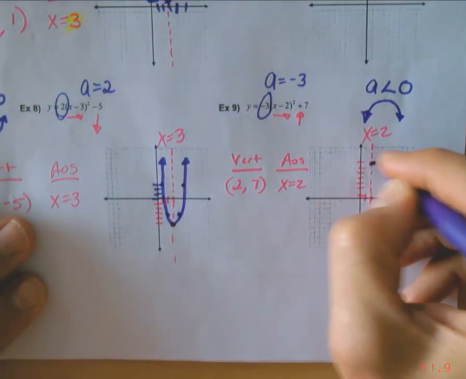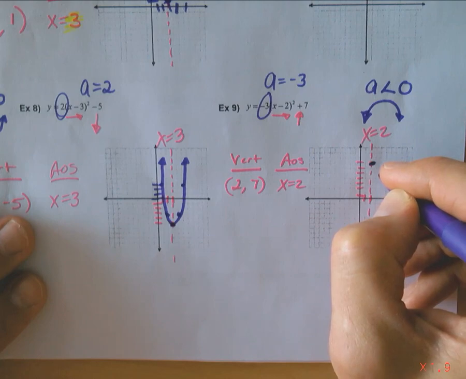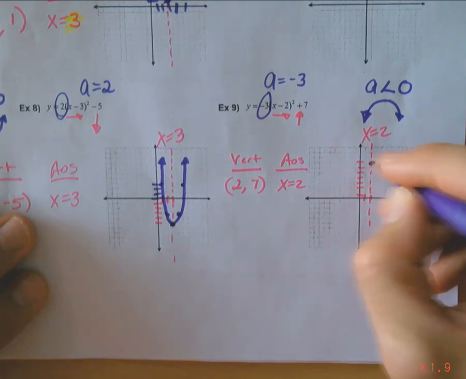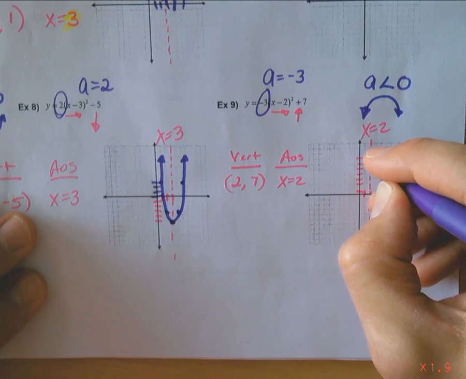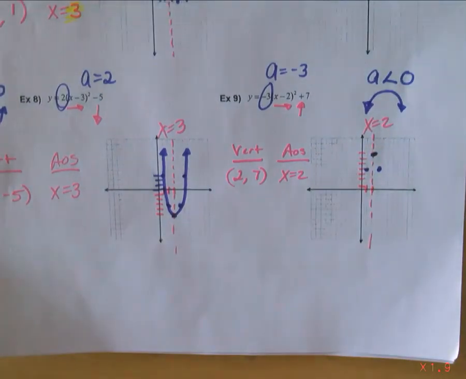Now, normally I go over 1, up 1. Well, now I'm going over 1, down because it's negative. 1 times 3. So what's 1 times 3? 3. So I'm going to go over 1, down, 1, 2, 3. Over 1, down, 1, 2, 3. You guys good with that?